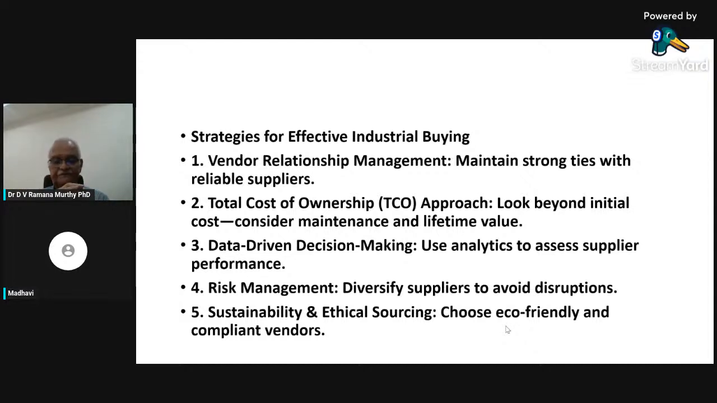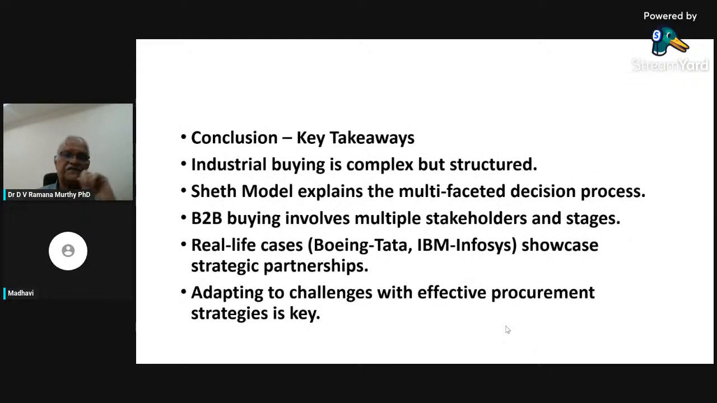We have already talked about it. Government rules change and ESG rules change and all that. So you're always supposed to choose eco-friendly and compliant, ESG-compliant vendors. So that's what we call the five important strategies for effective industrial buying. One is vendor relationship management. Two, total cost of ownership. Three, data-driven decision making. Fourth is risk management. And five is sustainability and ethical sourcing.